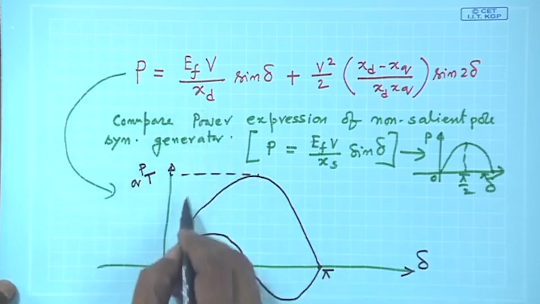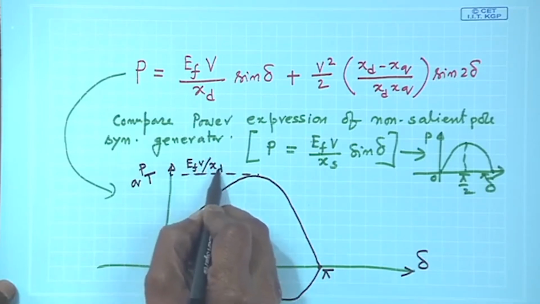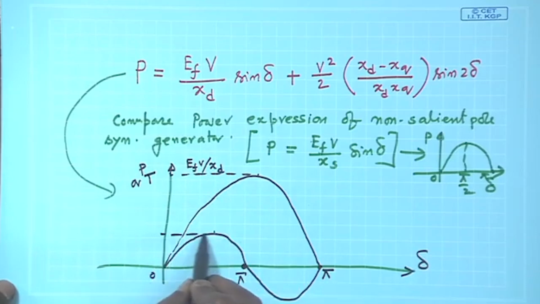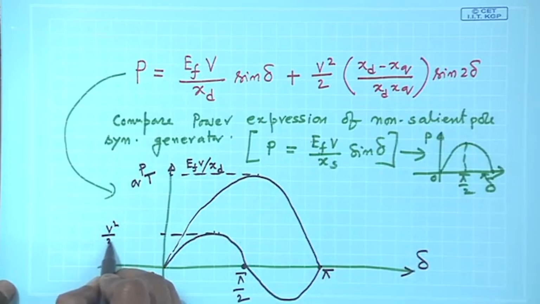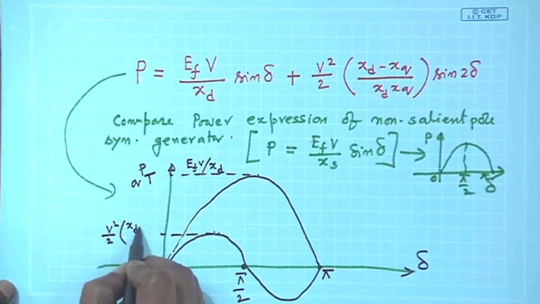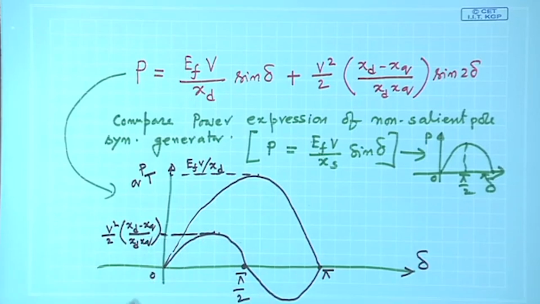This maximum value depends upon EF V by XD. And what is the maximum value of the sin 2 delta term? It will be V square by 2 into (XD minus XQ) by XD XQ, is it not? This will be the maximum value. Now, recall one thing, that this is the expression of a salient pole machine. If I say in a machine XD equal to XQ, what does it mean? It means it is a cylindrical machine.